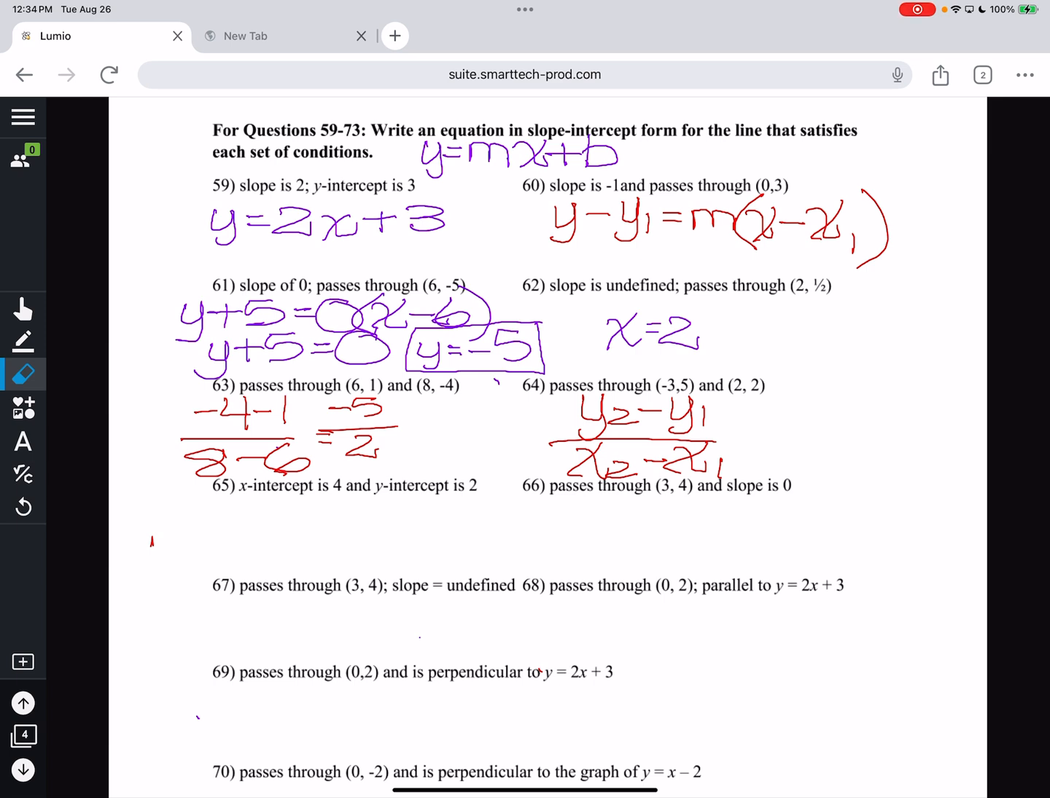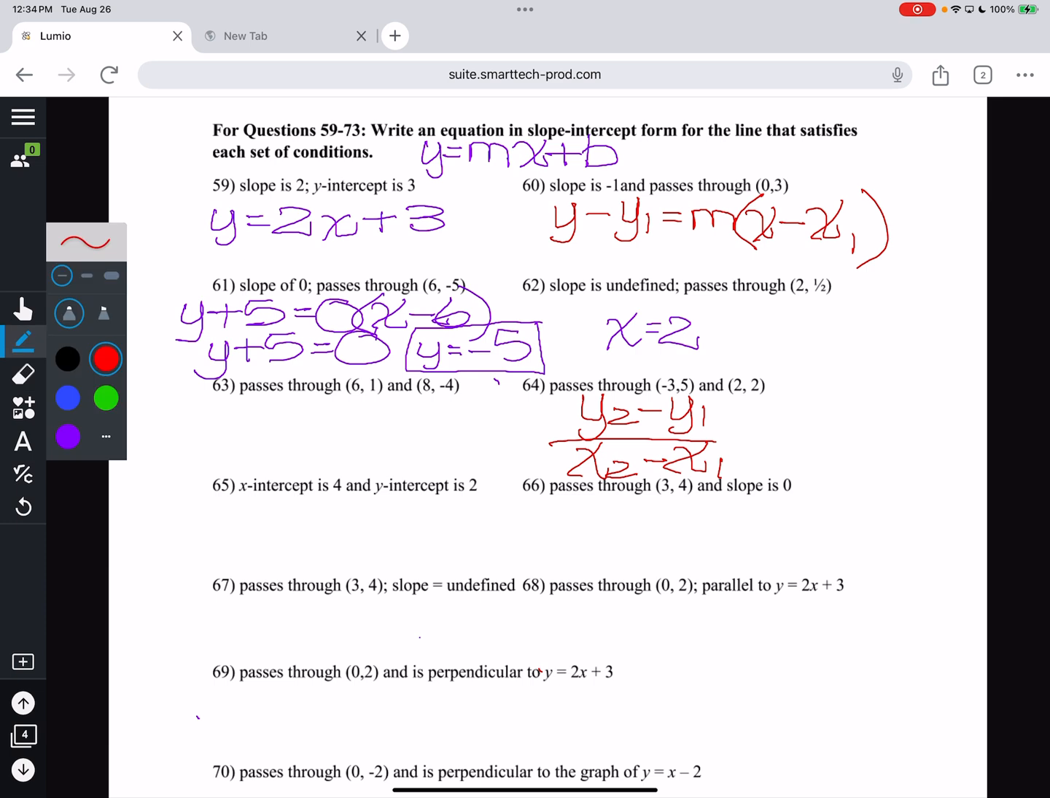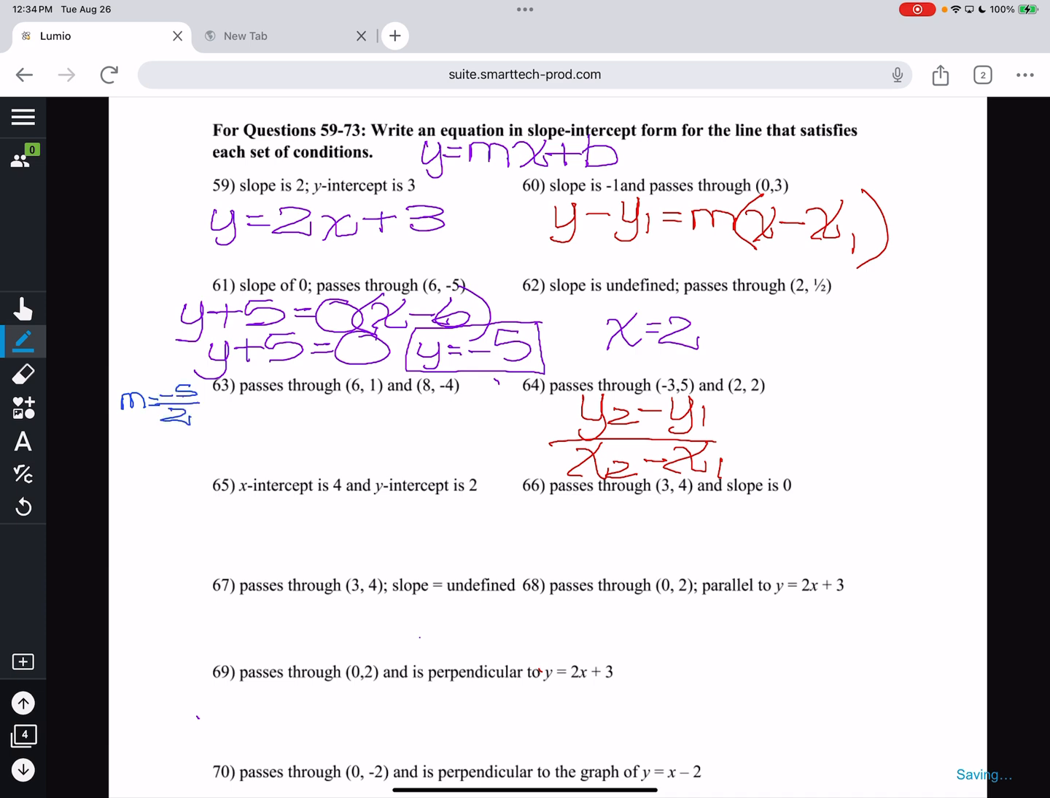All right, I'm going to erase. We now have a slope of negative 5 over 2, and I'm going to write that in. And I'm going to plug in, like I said, the 6, 1. So y minus 1 equals our slope, negative 5 over 2, parentheses, x minus 6.